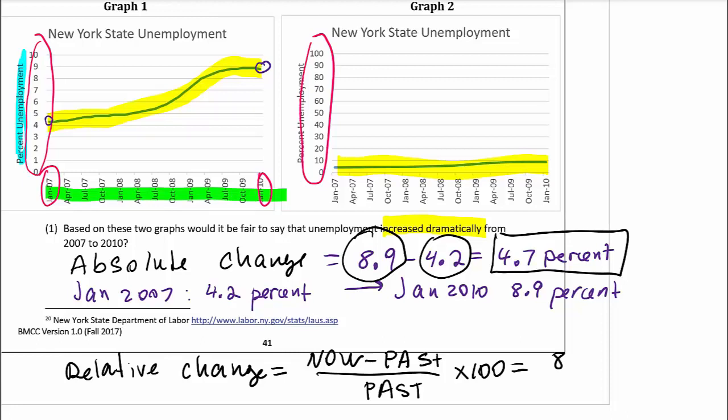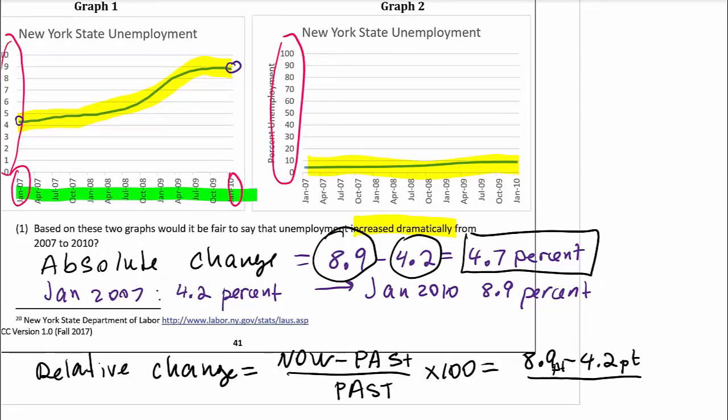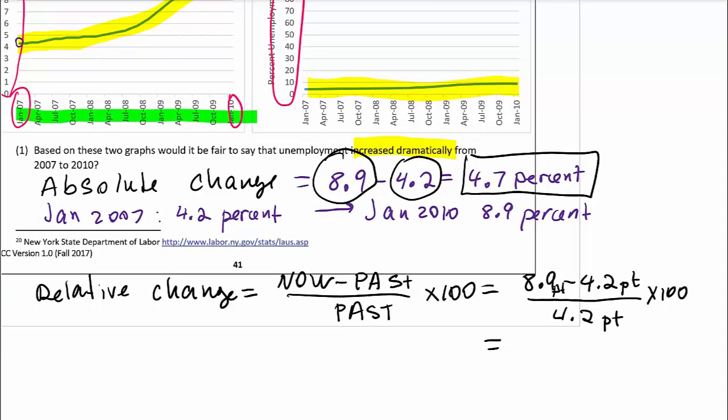All right, so let's do it. So we got 8.9. Well, actually now minus the past. Yes, so 8.9 minus 4.2. We can even write it as a percent. You see, instead of using the percent symbol, I use PT, just not to get confused with the fact that I am still finding the relative change. So that means we're going to divide it by the past amount, which is 4.2. So I'm going to grab my calculator and get the result, multiplying it by 100 as well. So 8.9 minus 4.2 we already did. It's 4.7 percentage points divided by 4.2.